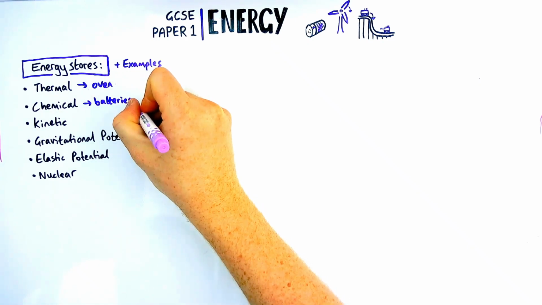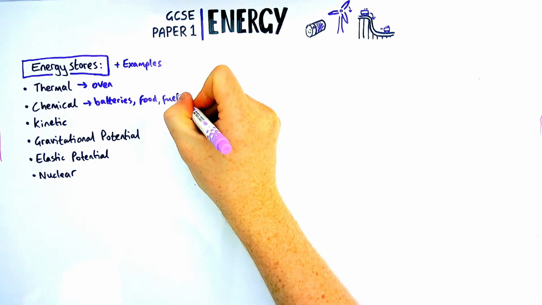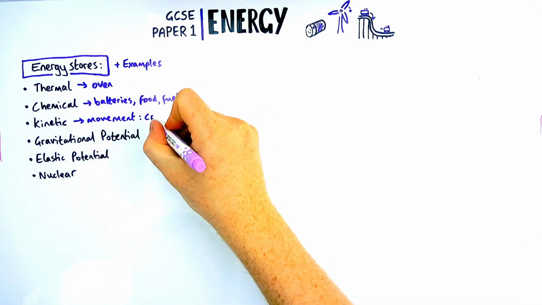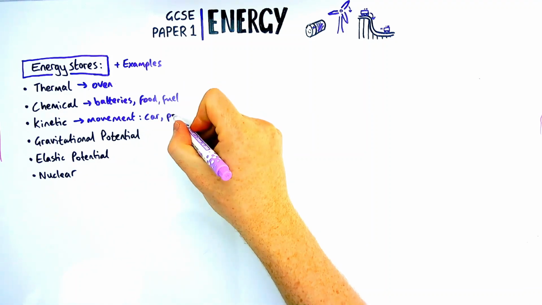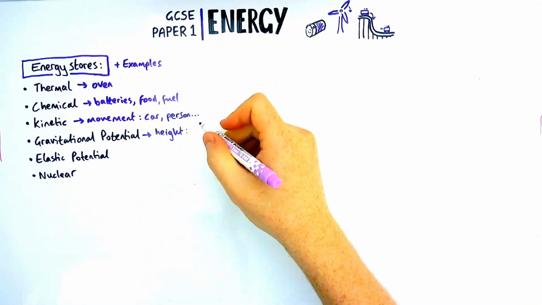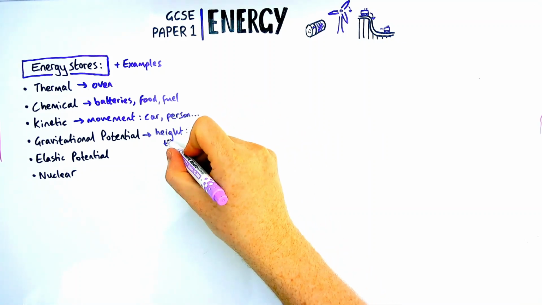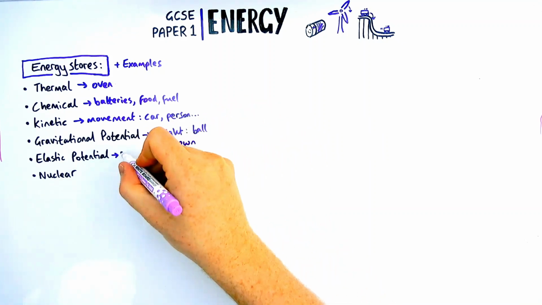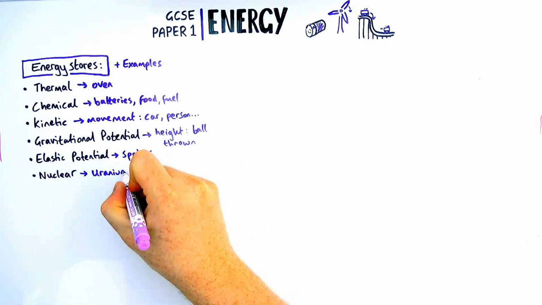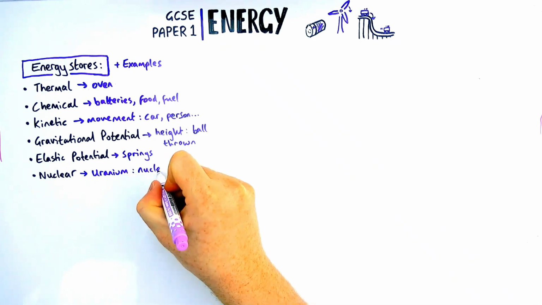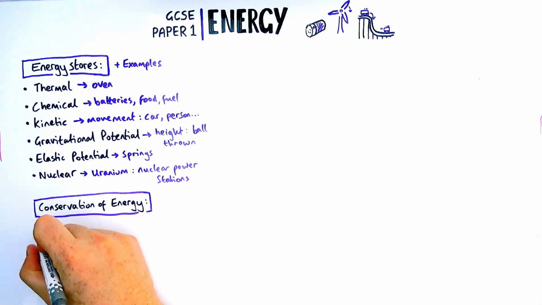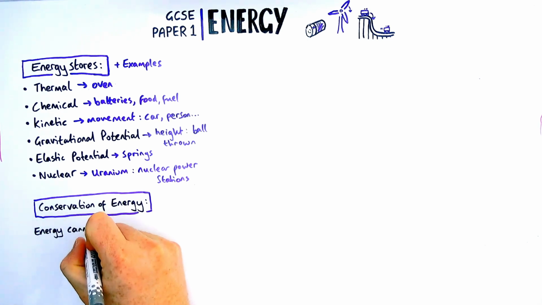Anything that's got thermal energy could be anything that's hot, anything above absolute zero, for example, an oven, but lots of examples really. Chemical energy you'd find in batteries, food and fuel. Kinetic energy is in anything that moves, so a car or a person running. Gravitational potential energy is anything that's got a height above the surface of the Earth. So for example, a ball being thrown. Elastic potential energy would be contained in elastic bands and springs, and nuclear energy, the only real example of that for GCSE is in uranium fuel in nuclear power stations.